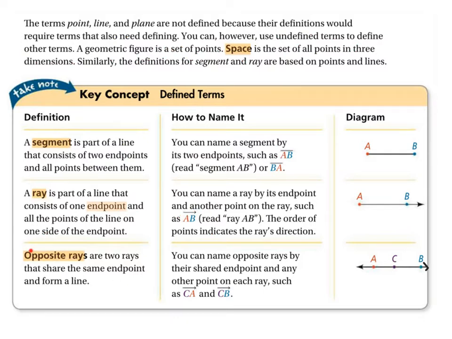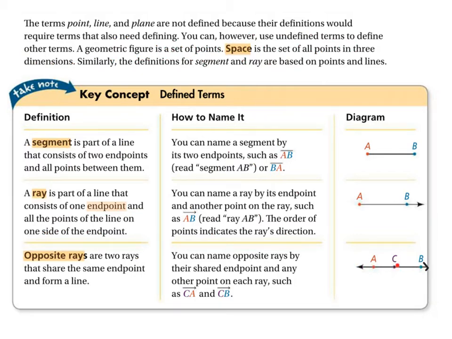And opposite rays are 2 rays that share the same endpoint and form a line. Essentially, if you took a line and took 3 points along that line, and you said, okay, let's kind of separate this here into 2 figures. This is an endpoint C, and we run through A, going in that direction, and another figure with an endpoint C running through B in that direction. Those together form a line, and they're called opposite rays.